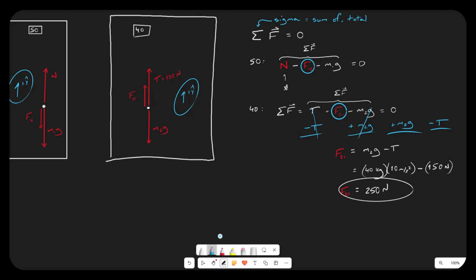This is also, by the way, the contact force between the blocks. Or between the box and the crate, I suppose. So I know that number. I'm going to take that number and plug it in there.